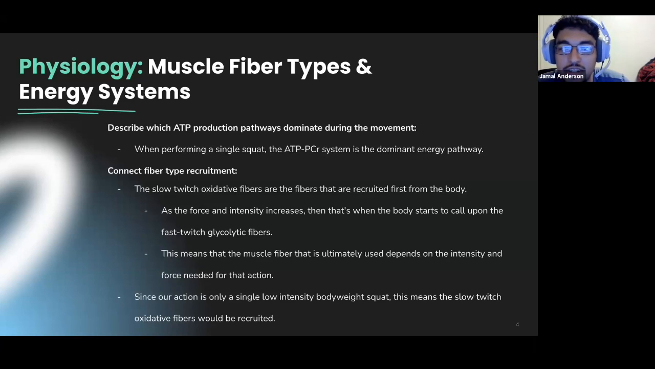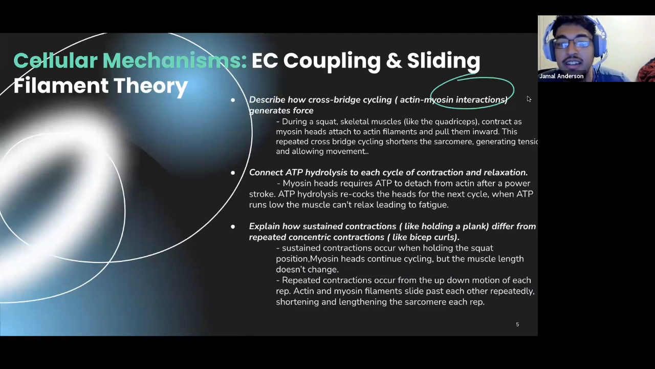Right. So the way that cross bridge cycling generates force is during the squat, skeletal muscles like the quads contract as myosin heads attach to the actin and pull them inwards. This repeated cross bridge cycling shortens the sarcomere and it generates tension, allowing for the quads to move.